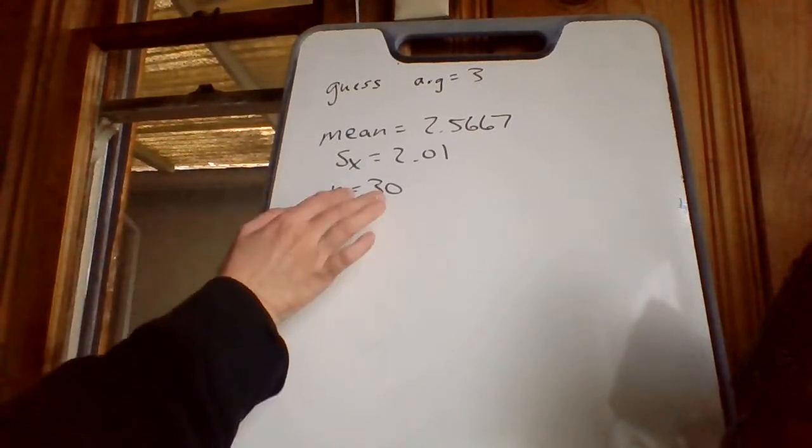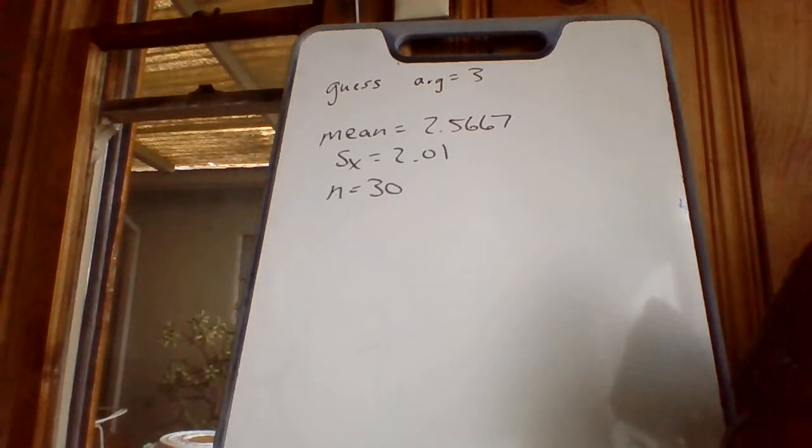Now I said that you should do n equals 30 because that way you can do a z-test. If you didn't get n equals 30, you're not going to be very accurate about it, and you were supposed to get n equals 30. So you're supposed to be using a z-test on this.